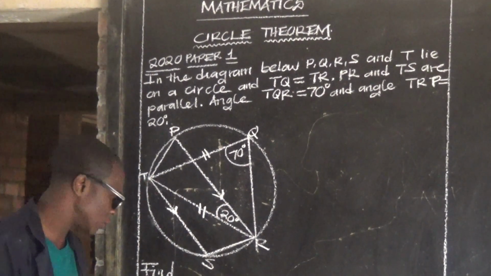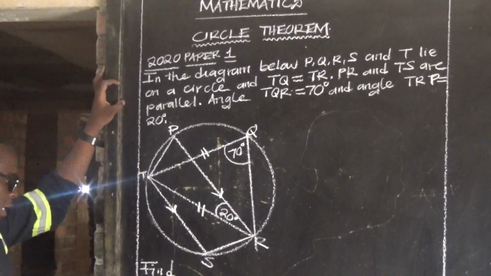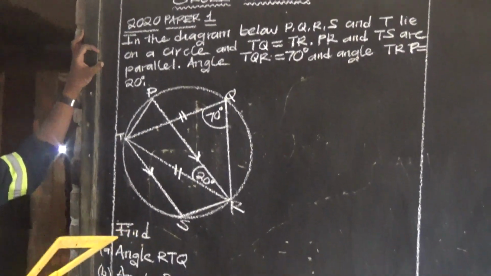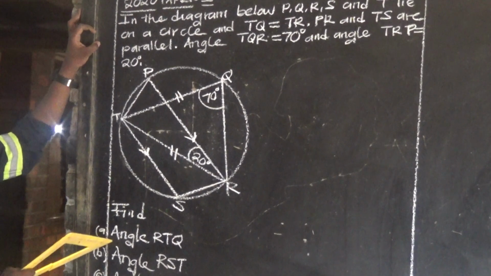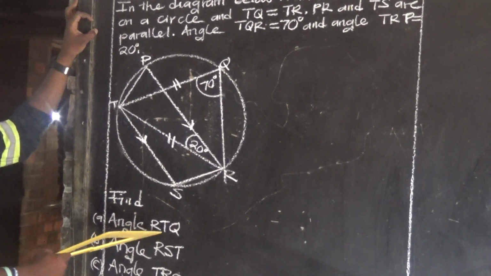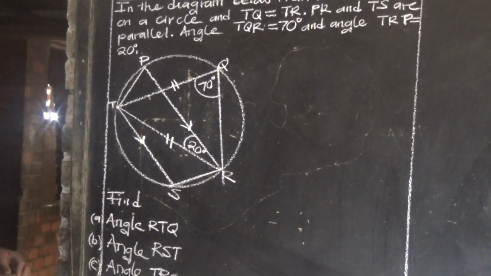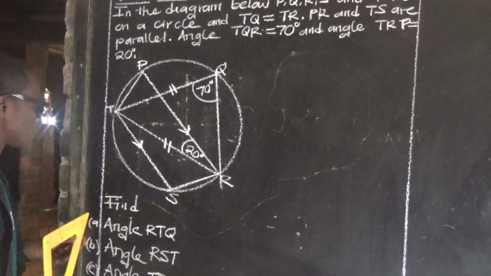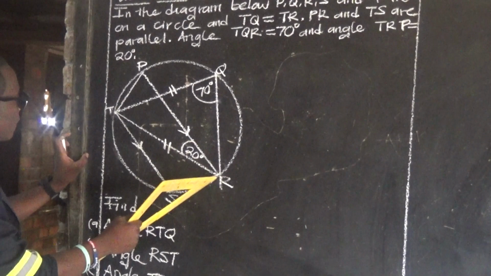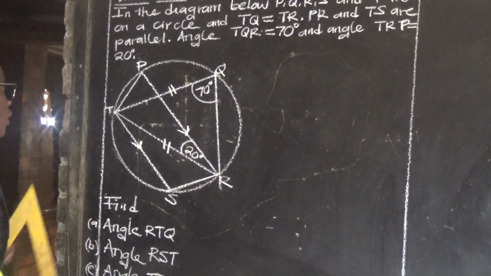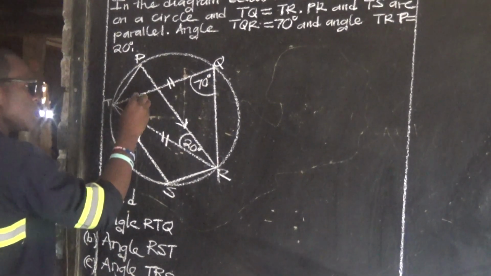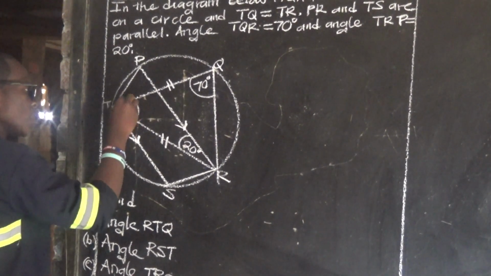Now let us look at the questions we've been told to calculate or find. The first one says, find angle RTQ. Angle RTQ. So which angle do they want? RTQ. They want us to find this angle.